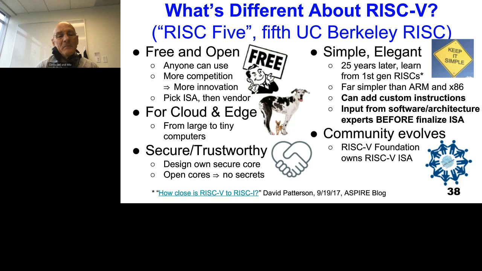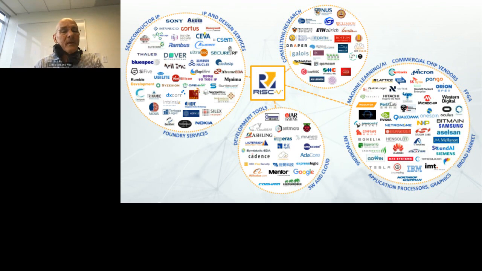And then finally, university research projects can lose interest in things that are commercially important. So like other open source efforts, we needed to have a foundation to drive it, not just leave it up to Berkeley. So there is a RISC-V foundation, and it's been around a couple of years. It has almost, I think, 300 members of various forms. So you can see there's one cluster around signature IP and design services, one around development tools, one around consulting, and one around machine learning, commercial chips and application focus.